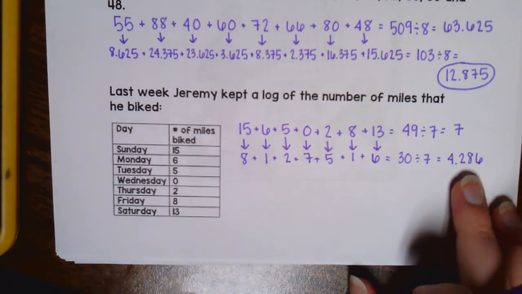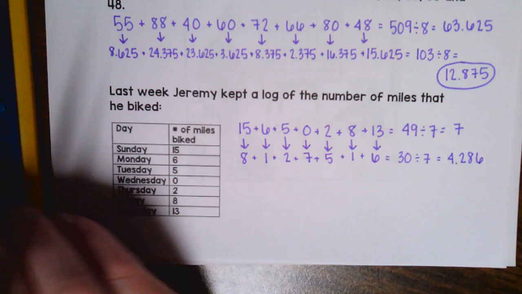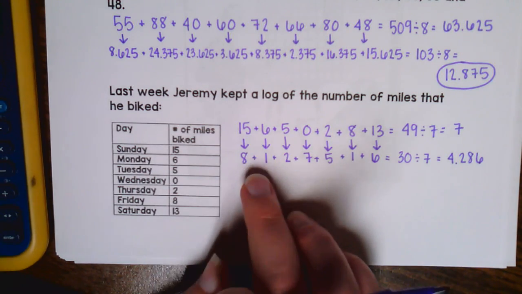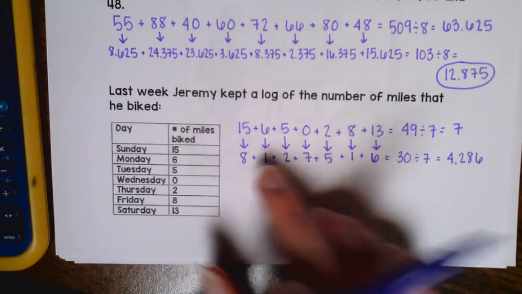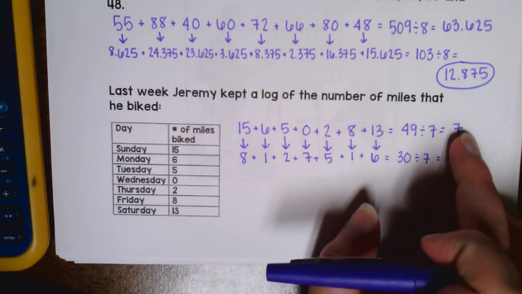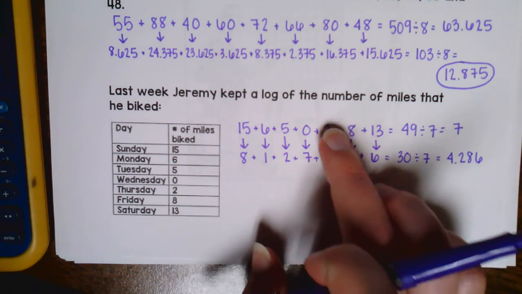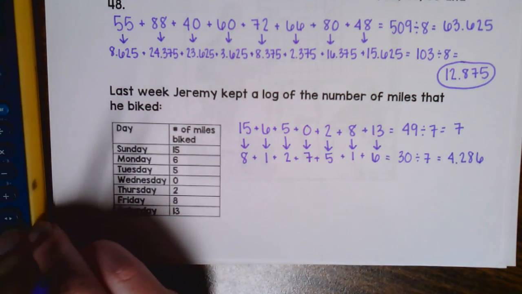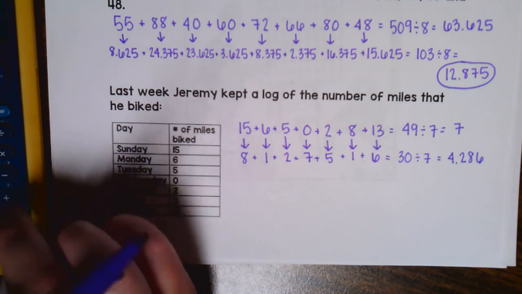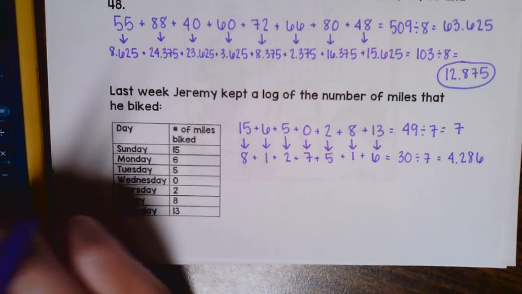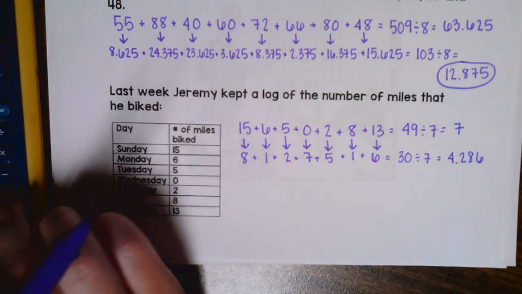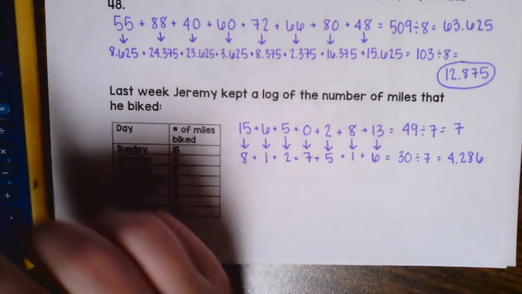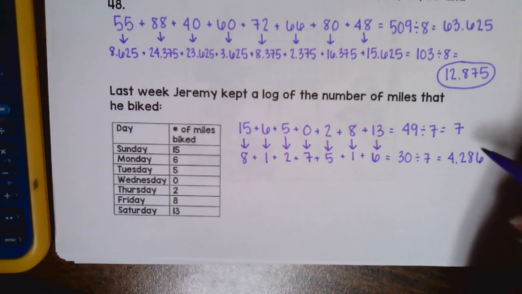And round off. So since I came to a decimal, you guys know that I'm going to check everything that I've done. So 15 minus 7 gave me 8. Good. 7 minus 6 gives me 1. 7 minus 5 gives me 2. 7 minus 0 gives me 7. 7 minus 2 is 5. 8 minus 7 is 1. And 13 minus 7 is 6. So 8 plus 1 plus 2 plus 7 plus 5 plus 1 plus 6 is 30. 30 divided by 7. And there it is.